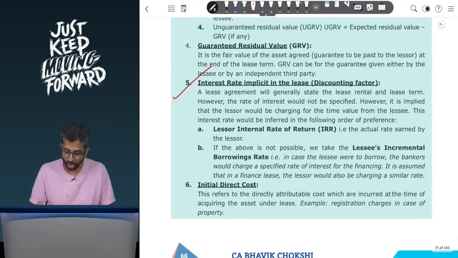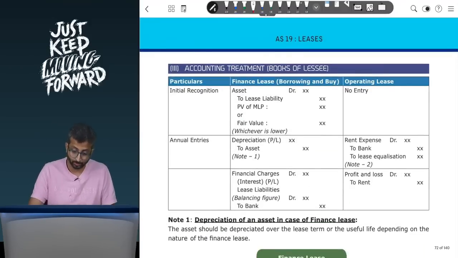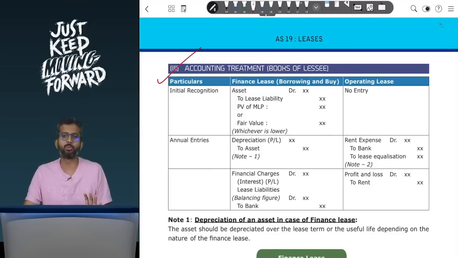Then we have initial direct costs. These are costs which are incurred at the time of acquiring the asset under lease, like brokerage, stamp duty, registration, etc. Now, accounting treatment in the books of the lessee. Lessee is a person who takes it on rent. Depending on whether it is a finance or operating lease, if it is an operating lease and you have taken an asset on operating lease, there's no entry on initial recognition, but every year your entry will be rent account debit to bank and P&L account debit to rent.